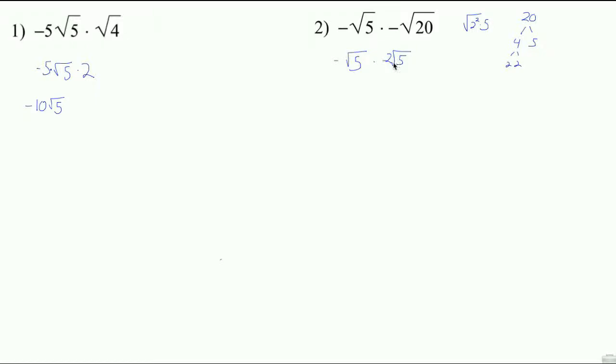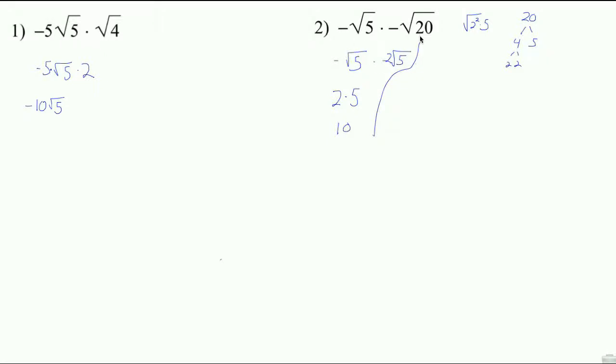And now we're multiplying. So we have a negative times a negative, which is positive. We have a 2, and then root 5 times root 5 is simply 5, because we know a square root times itself is whatever's inside, and we get 10. That's our first thought on there.